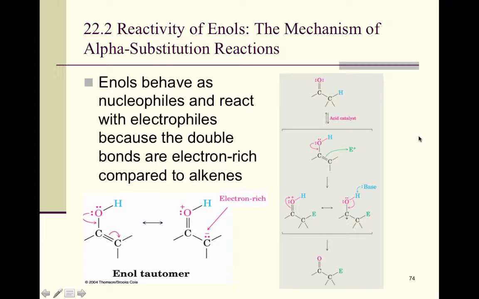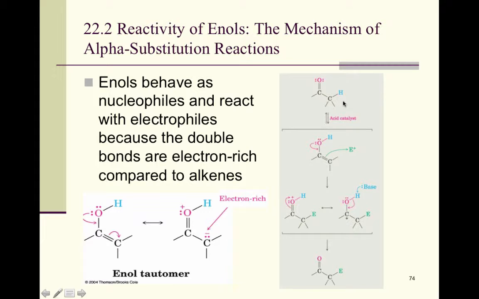Reactivity of enols, the mechanism of alpha-substitution reactions. Enols behave as nucleophiles and react with electrophiles because the double bonds are electron-rich compared to alkenes. Here again, we see the enol tautomer. The pair of electrons on our oxygen is going to be donated to the oxygen-carbon bond. Too many electrons on carbon, so it's going to give a pair of electrons to this carbon here. And what we have in this case is our carbon becomes a carbanion, and it's this carbon right here at the alpha position that is electron-rich.